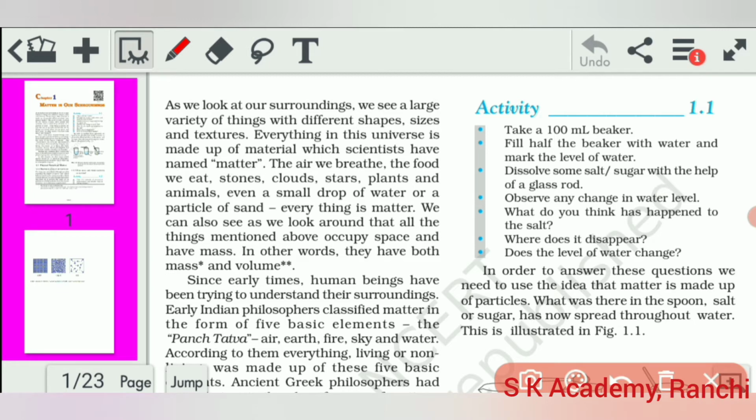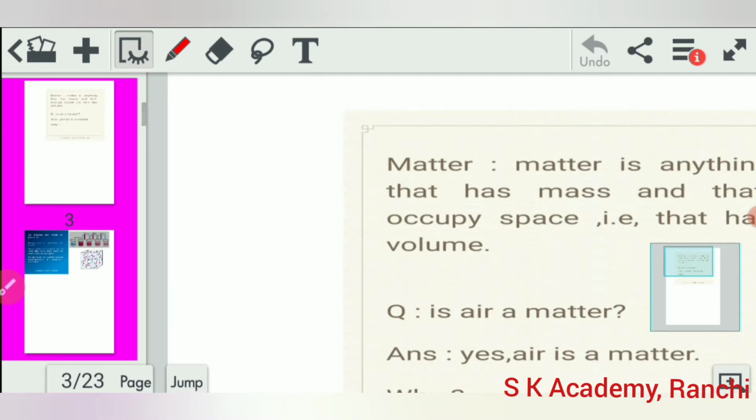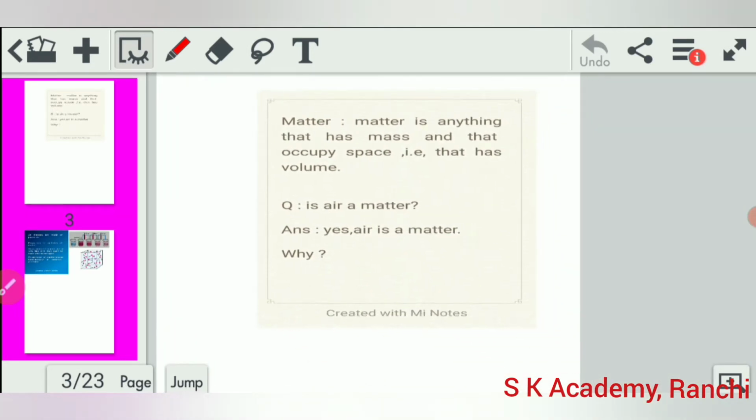First of all, what is matter? NCERT says that everything in this universe is made up of material which scientists have named matter. So how could we define matter? Let us see how matter is defined. Matter is anything that has mass and that occupies space. That means that it has volume.